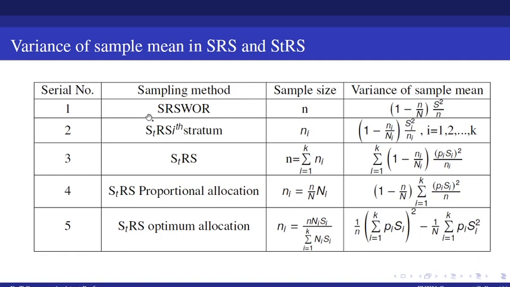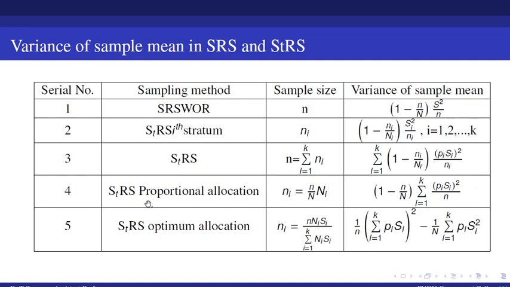They are asking: this is simple random sampling without replacement. Sample size is n. The variance of the sample mean is this. This is the ith stratum. This is stratified random sampling. You can find the changes here. This is summation i equal to 1 to k. Nothing but this is summation, and the weight of the stratum comes here. The only difference is the weight of the stratum added here.